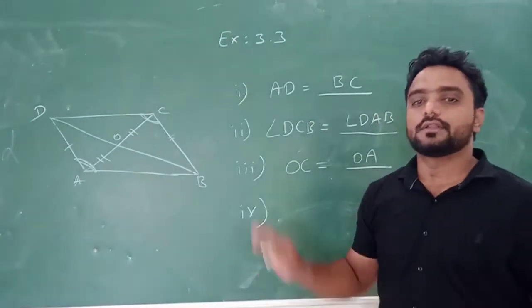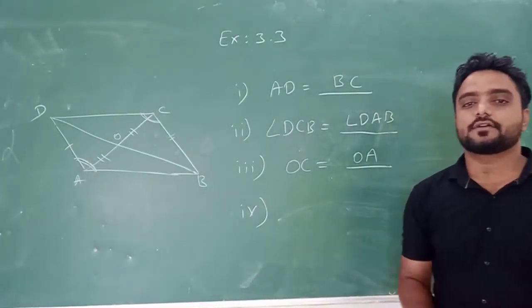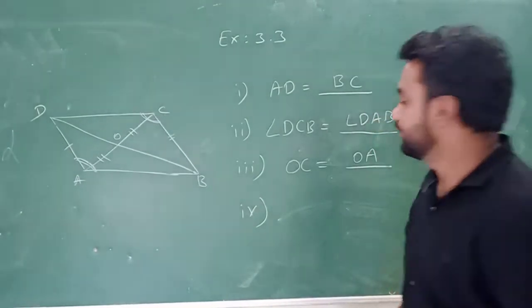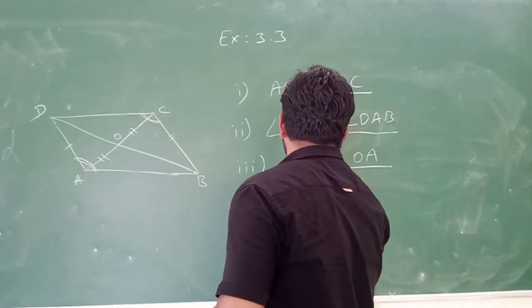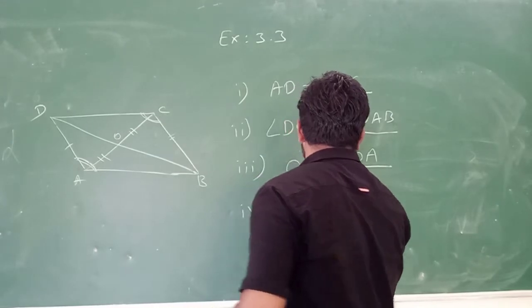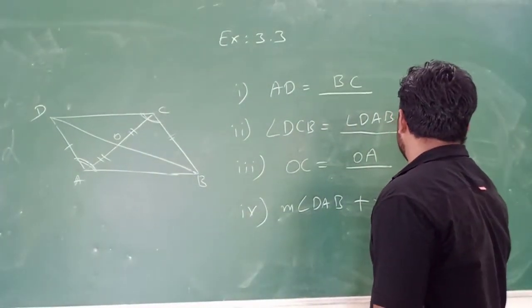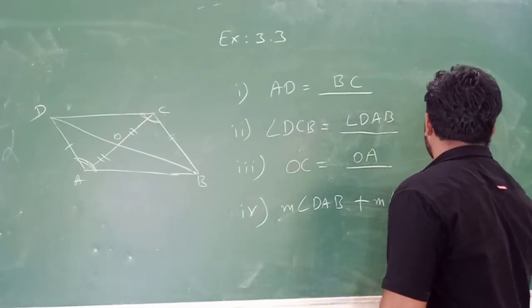Okay, listen here, all the blanks are filled on the basis of the properties of a parallelogram. Understand or not? So the fourth question: measure angle BAD plus measure angle CBA is equal to blank.